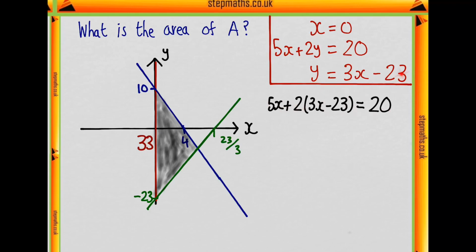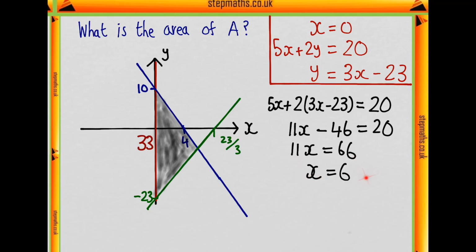Substitute y equals 3x minus 23 into here, and we get this. Collecting the terms by expanding this bracket out, 11x minus 46 is 20. So we get 11x equals 66, x equals 6. So we've got x equals 6, so we know that the x coordinate of this point is 6. So we've got the base and the height. So we're nearly there.